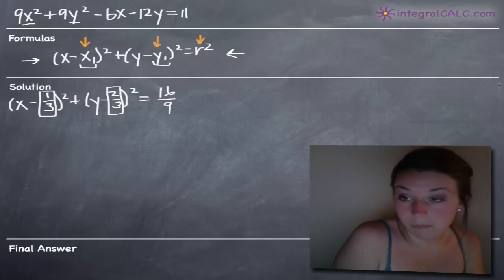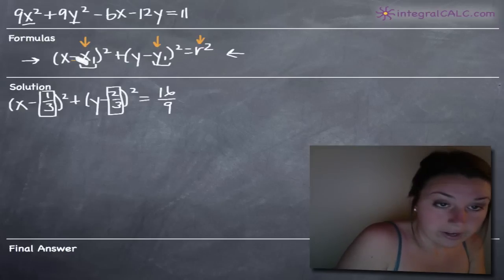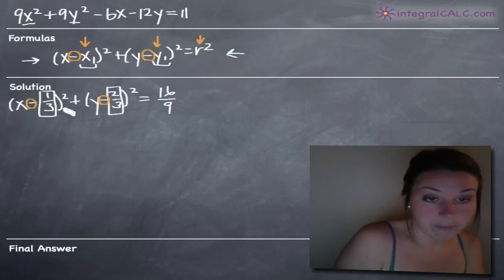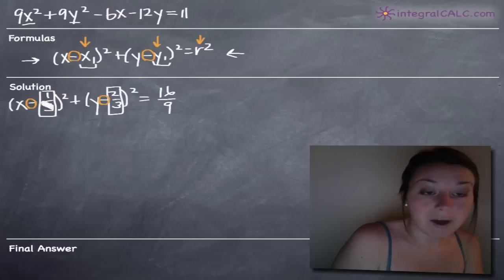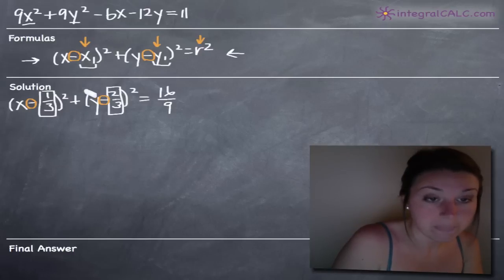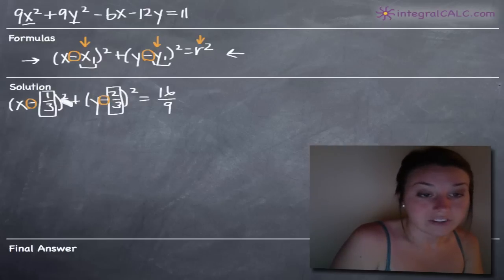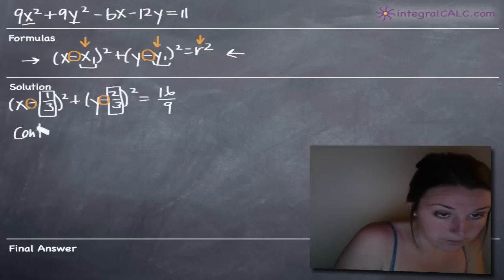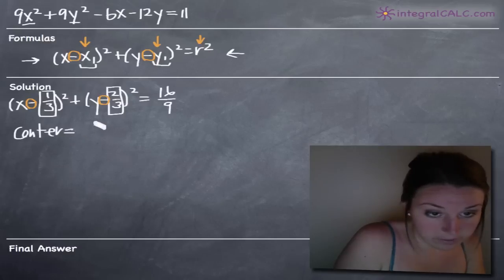It's very important to remember that in your formula you've got negative signs right here. So if we have negative signs, we can just take the numbers 1/3 and 2/3. If we had a positive sign, instead of just taking 1/3, we'd have to take negative 1/3 in order to match the form of the equation. But because we've got negative signs in our formula and negative signs in our factors, we can just take 1/3 and 2/3. So our center is at the point 1/3, 2/3.